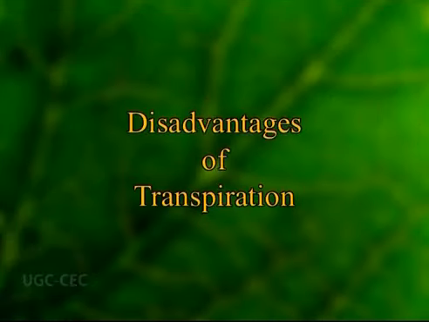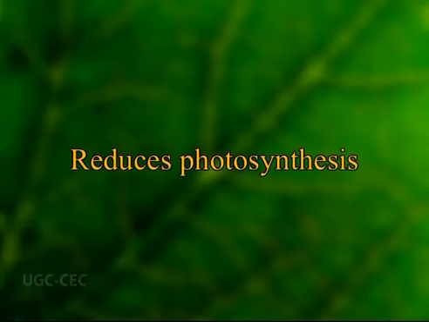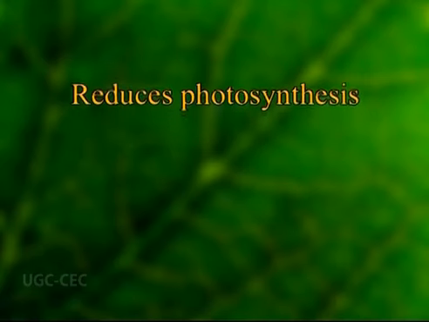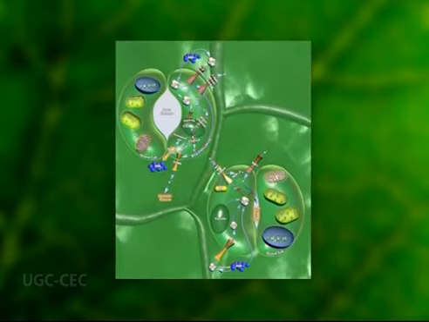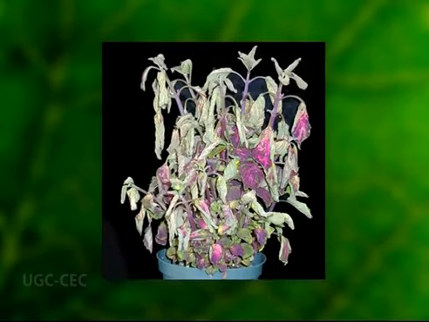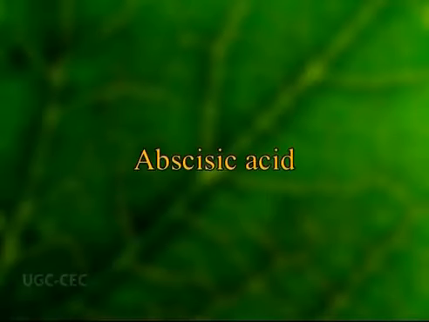Now, some of the disadvantages of transpiration are: the transpiration process reduces photosynthesis. Under conditions of water scarcity, the rate of photosynthesis decreases. It is due to closure of stomata, resulting in non-supply of carbon dioxide and loss of turgidity by the cells. Stomatal closure is induced by synthesis of a stress hormone called abscisic acid.